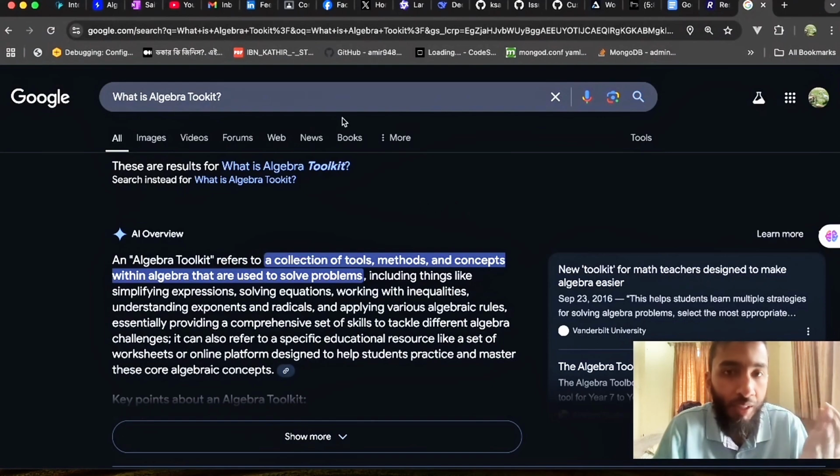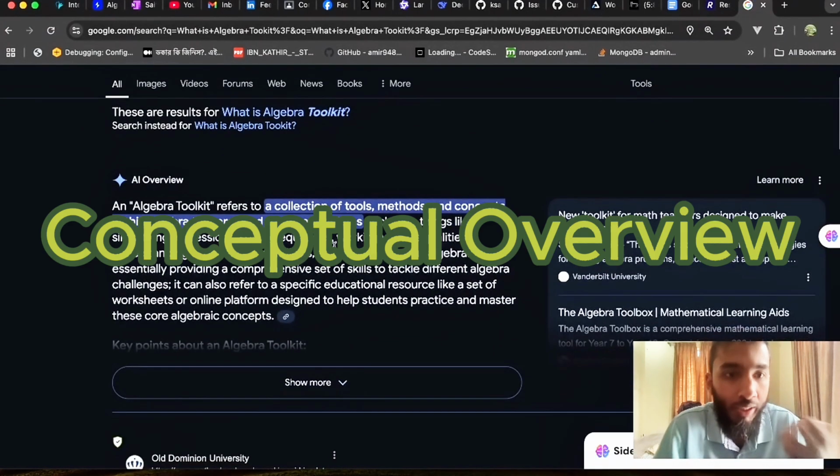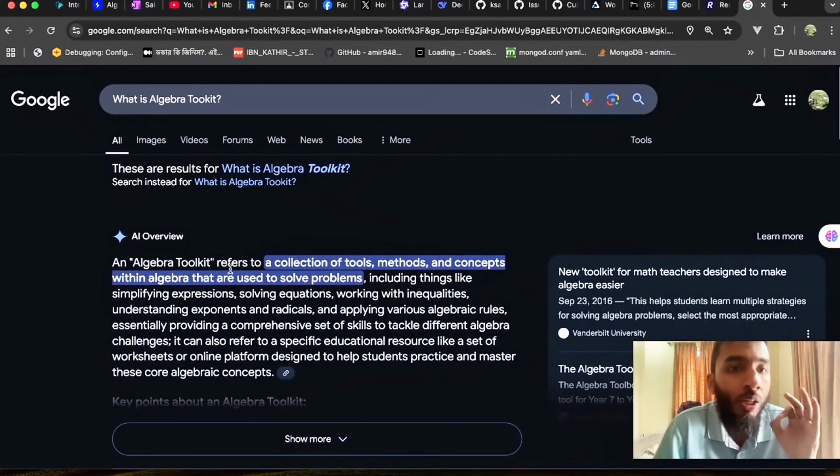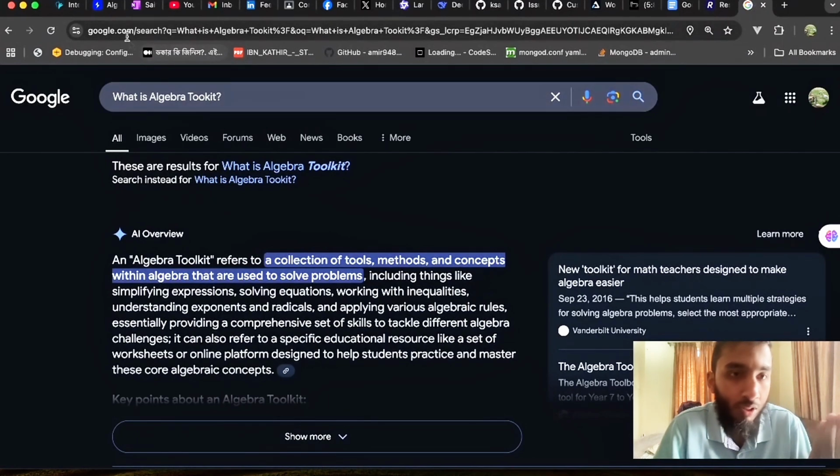If I go to Google and search what is an algebra toolkit, it says an algebra toolkit refers to a collection of tools, methods and concepts within algebra that are used to solve problems. It includes things like simplifying expressions, solving equations, working with inequalities, understanding exponents and radicals, and applying various algebraic rules, essentially providing a comprehensive set of skills to tackle different algebra challenges. So it's a collection of tools, methods and concepts to solve problems. This is the brief overview and the definition of the algebra toolkit.